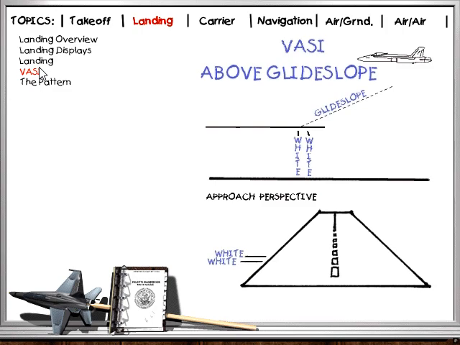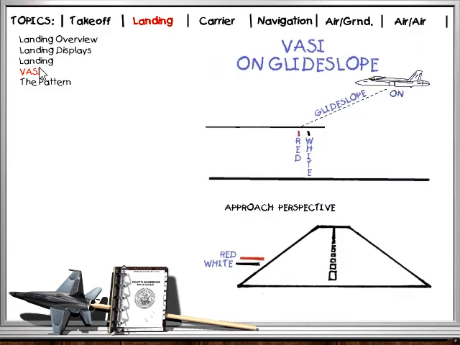White over white lights indicate you have climbed above the glide slope. You'll need to increase your descent rate until you see red over white, then adjust your velocity vector to maintain correct glide slope.